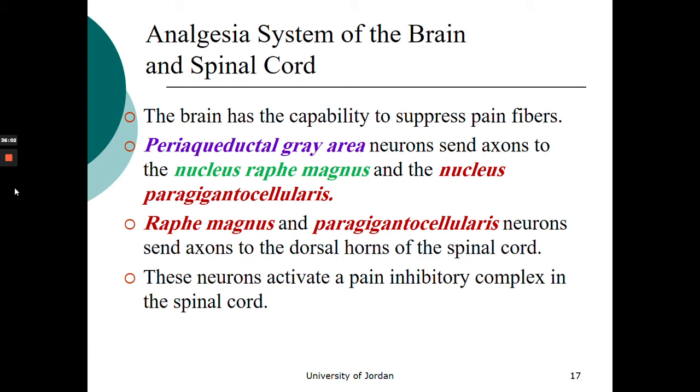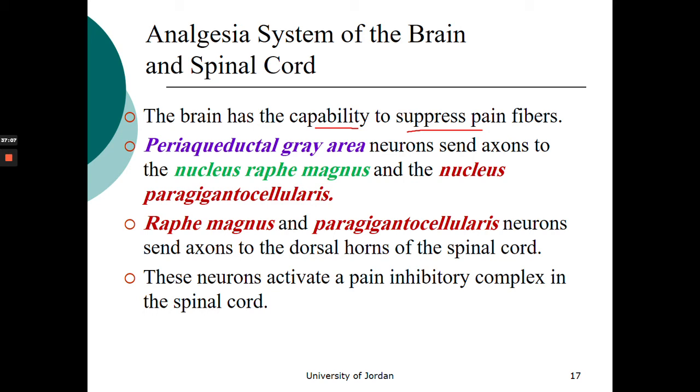Analgesia system of the brainstem and spinal cord. Now, the analgesia system of the brain and spinal cord is sometimes called the endogenous analgesia system or endogenous opiate system, opiate because it uses substances similar to opium derivatives, opium, the tree from which morphine is extracted. Drugs similar to morphine are called opiates. So the brain has the capability to suppress pain by these endogenous analgesics that are secreted in the brain.